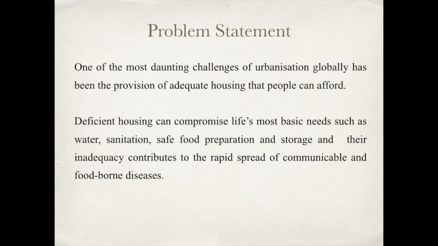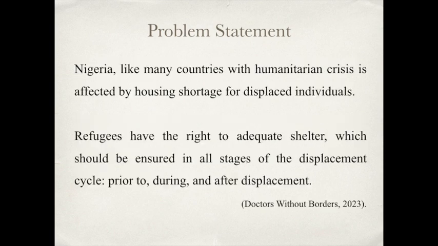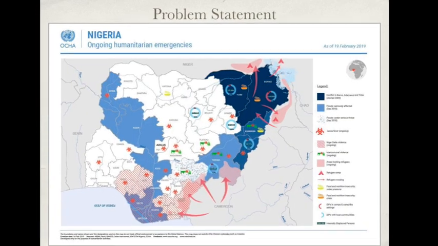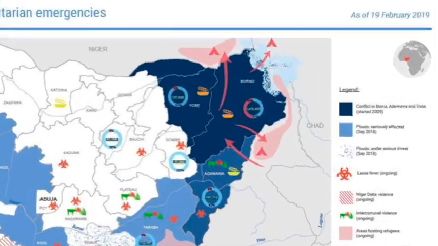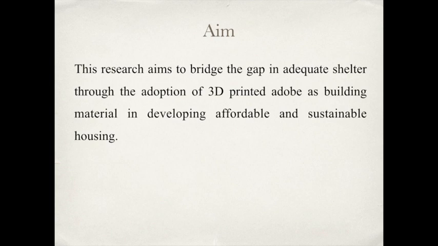Findings from the United Nations Global Sample of Cities show that people across the world, in all types of urban centers, are unable to afford home ownership or even the cost of rental housing. Nigeria, like many countries with humanitarian crisis, is affected by housing shortage for displaced individuals. A look at the map of Nigeria shows that there is an ongoing humanitarian crisis in virtually all regions, but most especially in the northeast region of the country. The aim of this research is to bridge the gap in adequate shelter through the adoption of 3D printed Adobe as building material in developing affordable and sustainable housing.